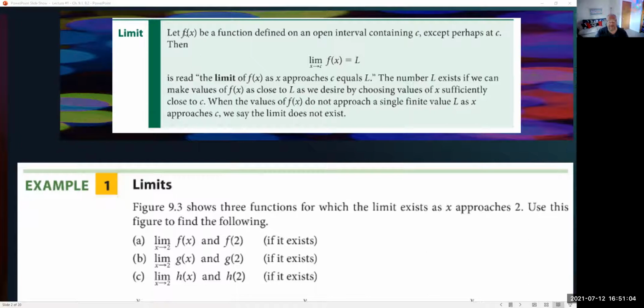So I'll read the rest of it. It says, this is read the limit of f of x as x approaches c equals L. The number L exists if we can make values of f of x as close to L as we desire by choosing values of x sufficiently close to c. When the values of f of x do not approach a single finite value L as x approaches c, then we say it does not exist.